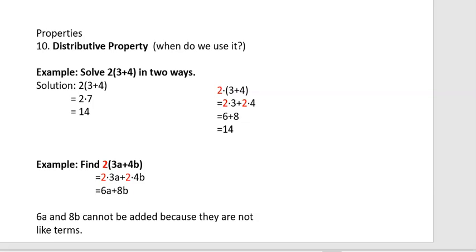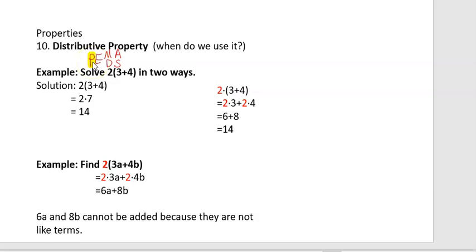In this video, we're going to look at how to use the distributive property to solve problems. So for example, 2 times (3 plus 4), and we can follow the order of operations. If you remember, it's PEMDAS. Multiplication and division have the same priority, addition and subtraction have the same priority. So we first follow the order.